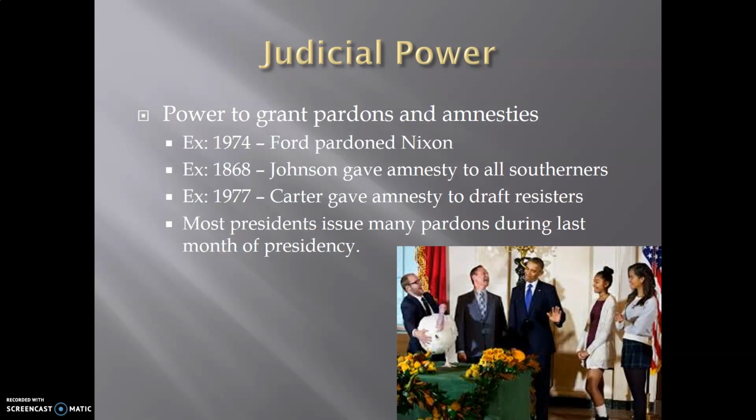Also, most presidents issue many pardons during their last month of the presidency. The thought is they have all these people that they want to pardon, but that's not very popular because in America, we believe if you do the crime, you should do the time. That's a common belief, you see. So most Americans don't really think too highly of pardons. So in their last month as president, nobody's paying attention. They're all focused on the incoming president. So then you see a lot of pardons.